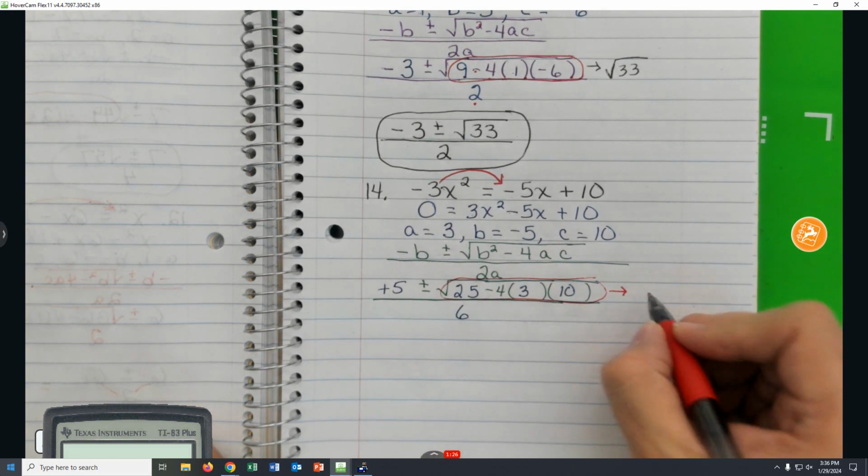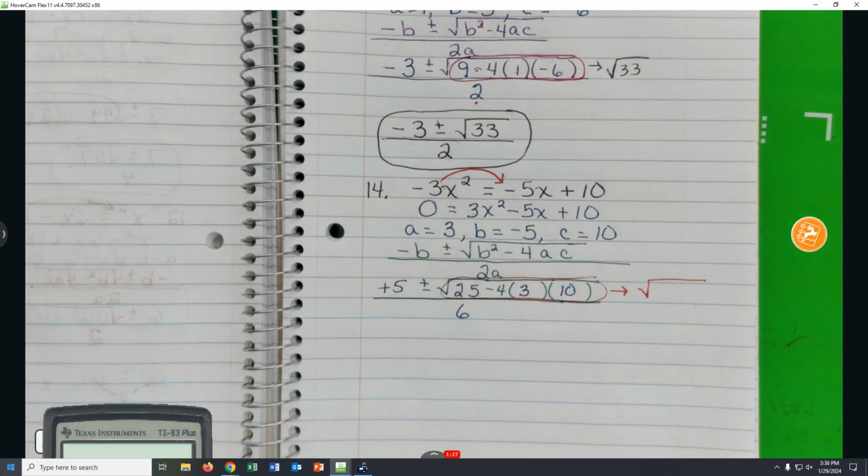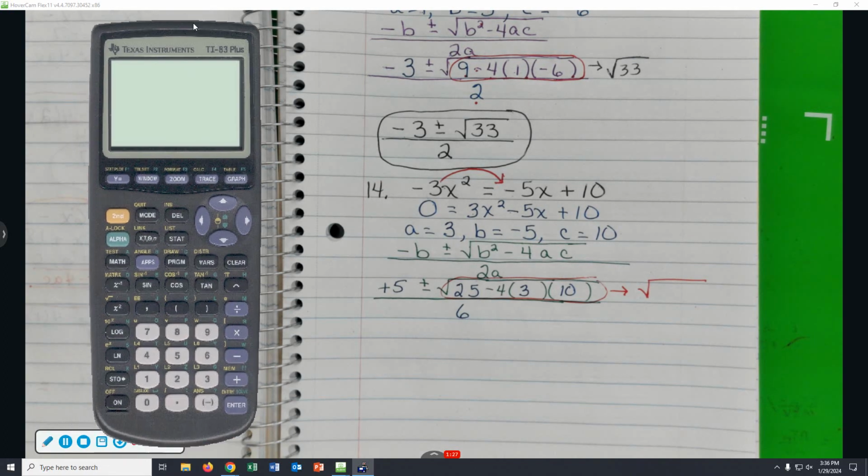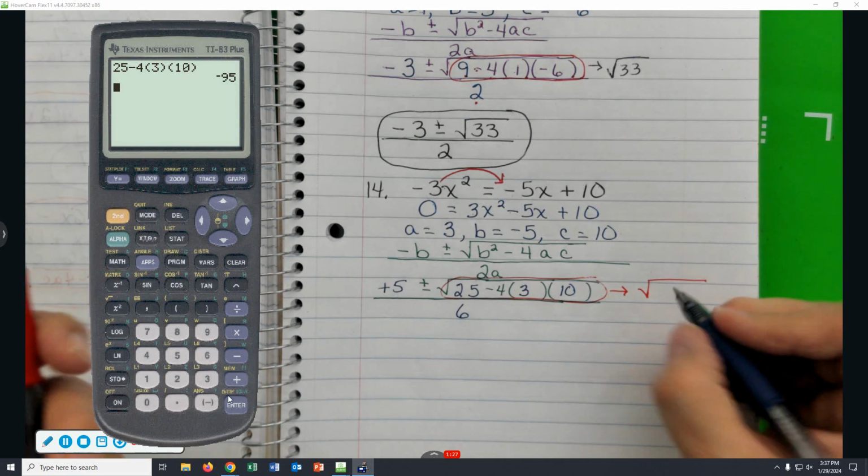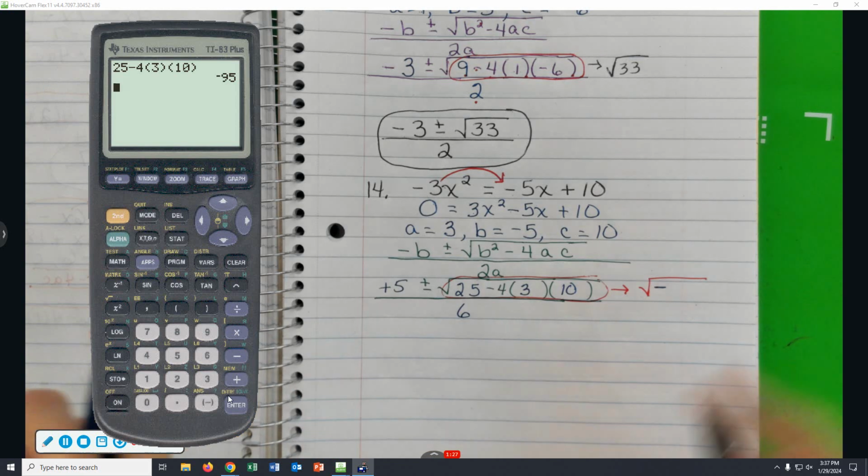Patch that into my calculator. Let me clear off my calculator. Okay, so it's 25 minus 4 times 3, which is 12, times 10, 120. So it's 25 minus 120, negative 95. Negative 95.